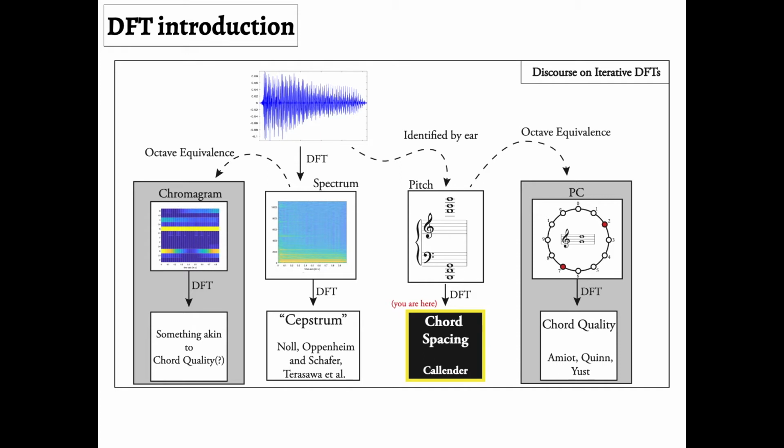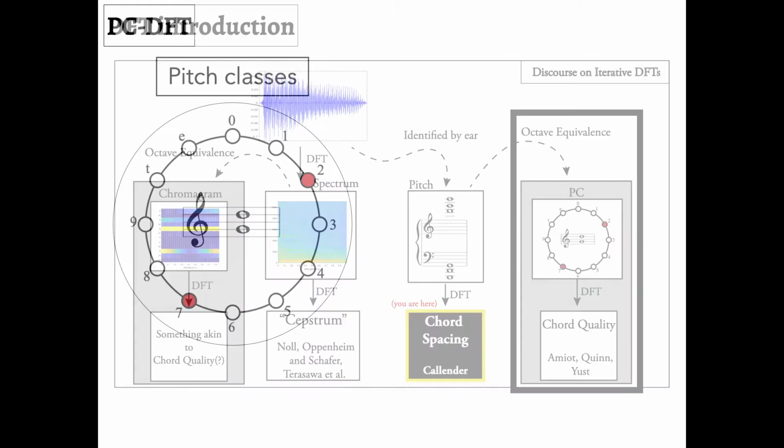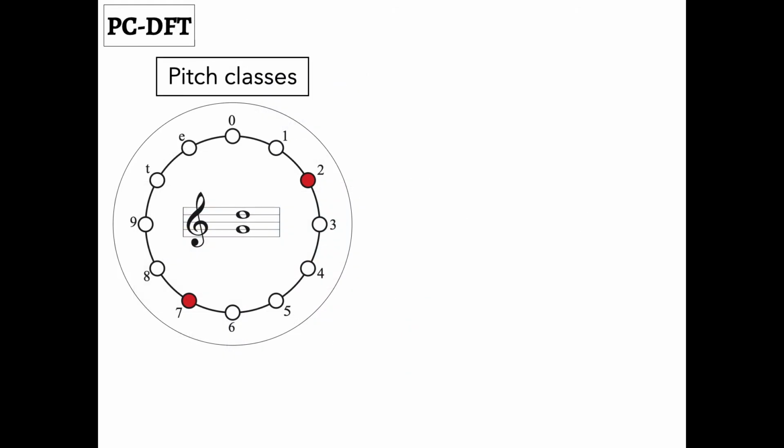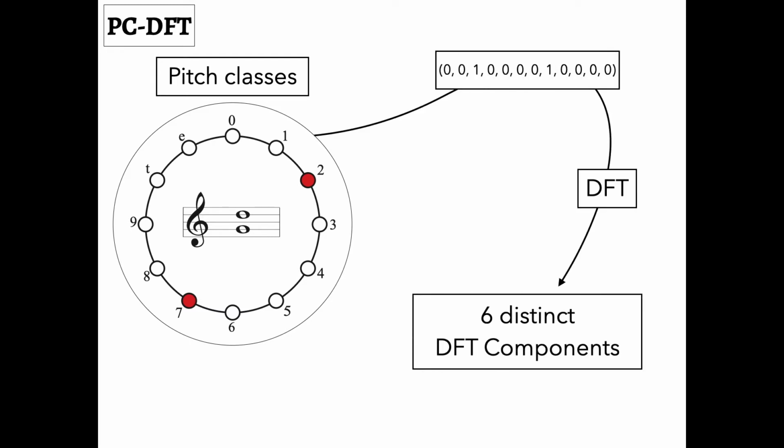So just to summarize previous approaches, let's start with chord quality. With chord quality, we begin with the 12 pitch classes, or chroma, and encode these in a vector of length 12 that says which of these are or aren't in the chord. Put this through the DFT, and that gives us 6 distinct components, which tell us about the intervals in the sonority. This is useful in some corpus studies, such as those by Jason Yust.